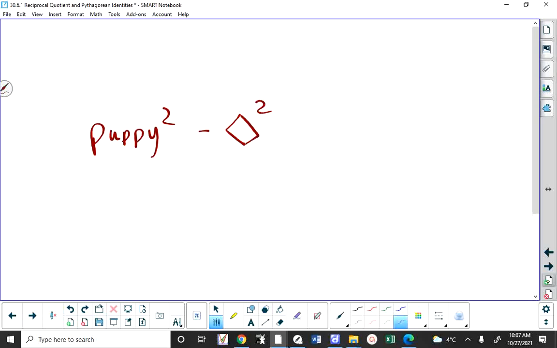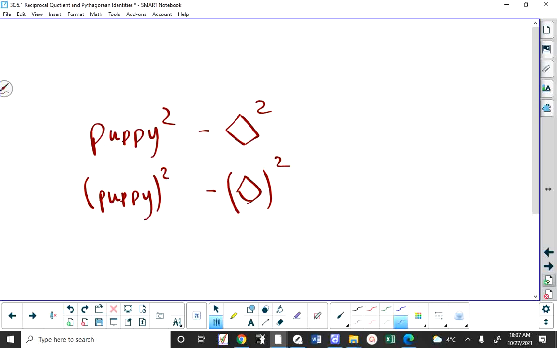and I've said this before, let's face it, the language we use for math is ultimately a bunch of scribbles on paper. It's more than scribbles because we understand what the scribbles mean. But they're just symbols that we put on paper. So if I said factor puppy squared minus diamond squared, is puppy squared a square of a thing? Yeah, it's a square of puppy. Is diamond squared the square of a thing? Yeah, it's the square of diamond.